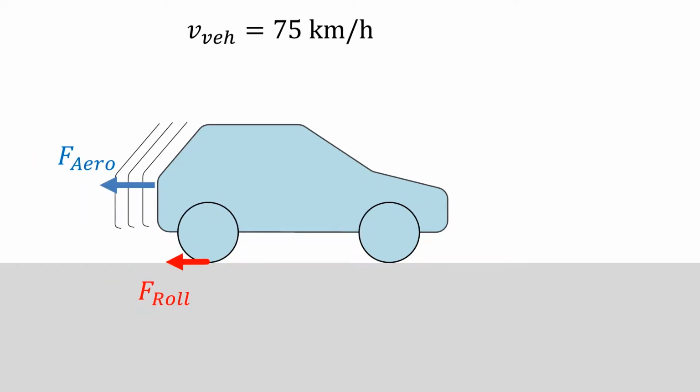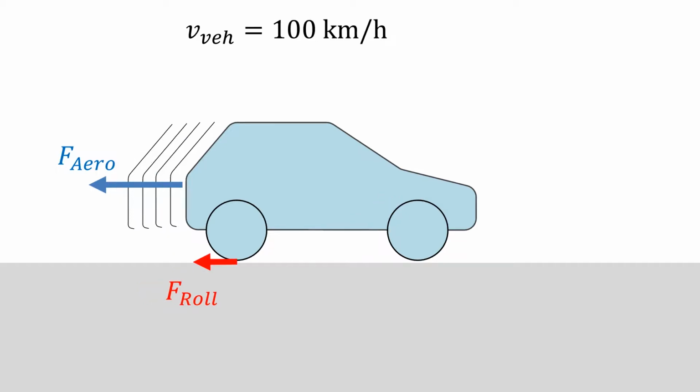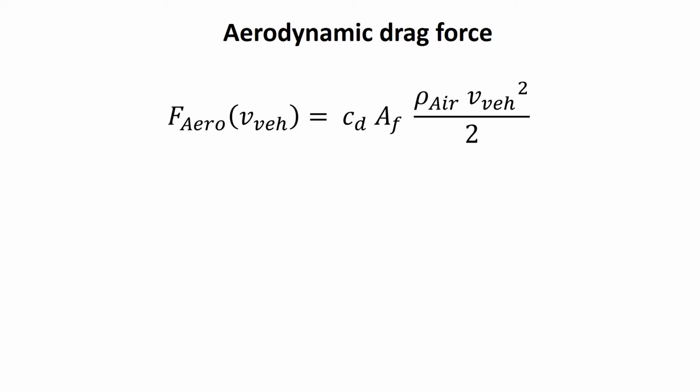When the vehicle speed increases, more air has to pass the vehicle per second, leading to higher aerodynamic drag force. At a speed around 75 km per hour, the aerodynamic force is similar in size to the rolling resistance for a typical car. As the speed increases even further, the aerodynamic force increases more and more quickly. The aerodynamic resistance is zero at standstill.